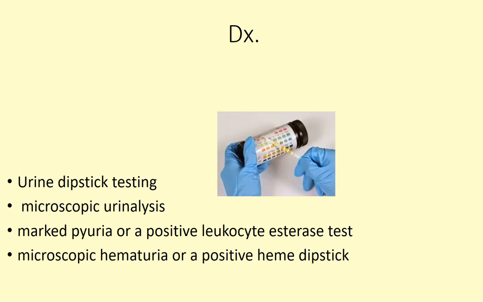Diagnostics, you're going to do a urine dipstick testing. They're going to do a microscopic analysis or a UA. It's going to be marked with pyuria or a positive leukocyte esterase test, microscopic hematuria, or a positive heme dipstick. So essentially, this is an amped up version of urinalysis. You're going to pee in a cup, they're going to send it to the lab, they're going to test it, they're going to find out exactly what the cause is, and then they're going to prescribe an antibiotic that's susceptible to that bacteria.